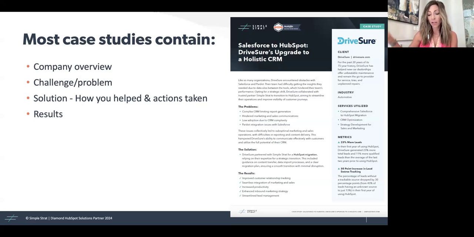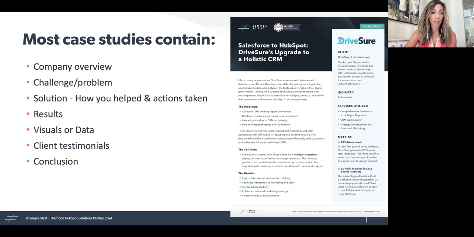So if we get brought in to write a case study and we end up on the backside of that and you're like, well, what did they want to accomplish? And you kind of got to make up the goals. That's not a fun place to be. Visuals or data, especially if you can show that numbers have moved, that's really important for business impact. Client testimonials, if you can incorporate those as well. And then there's a conclusion.